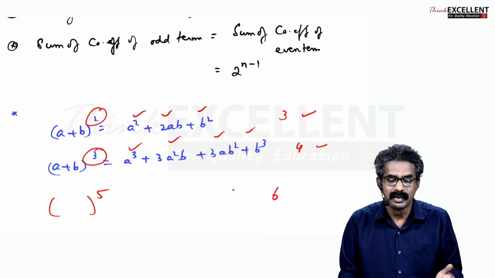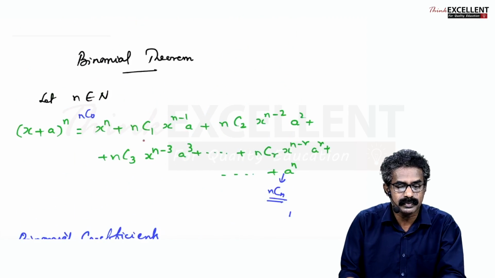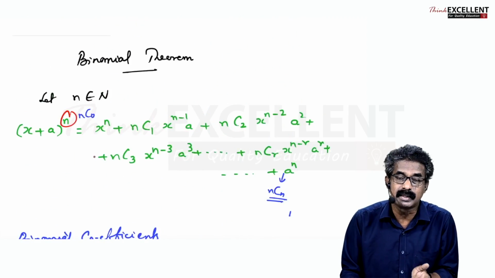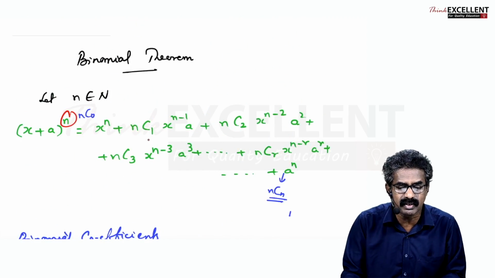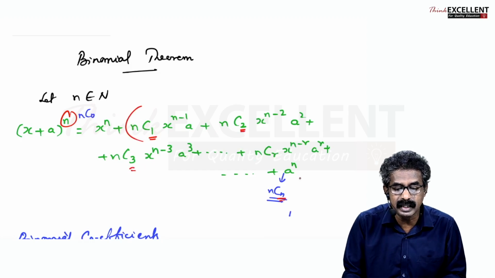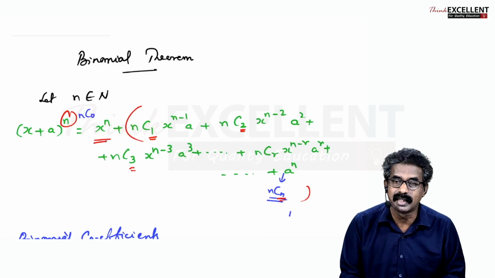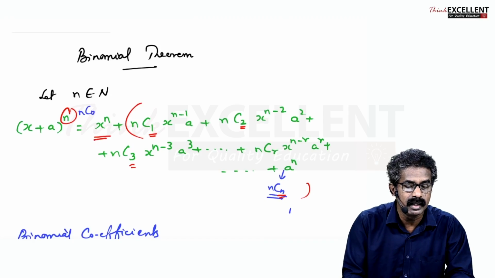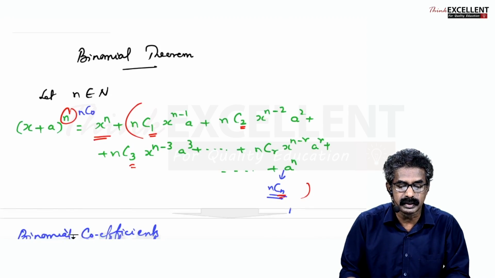One more. Here the power is n, right? (x plus a) raised to n. So how many terms will be there? n plus 1 terms will be there. How can I identify that from here? If you see nC1, nC2, nC3, and so on up to nCn, so from here there are n terms and one extra term. So there are how many terms? n plus 1 terms, right? Totally there are n plus 1 terms.